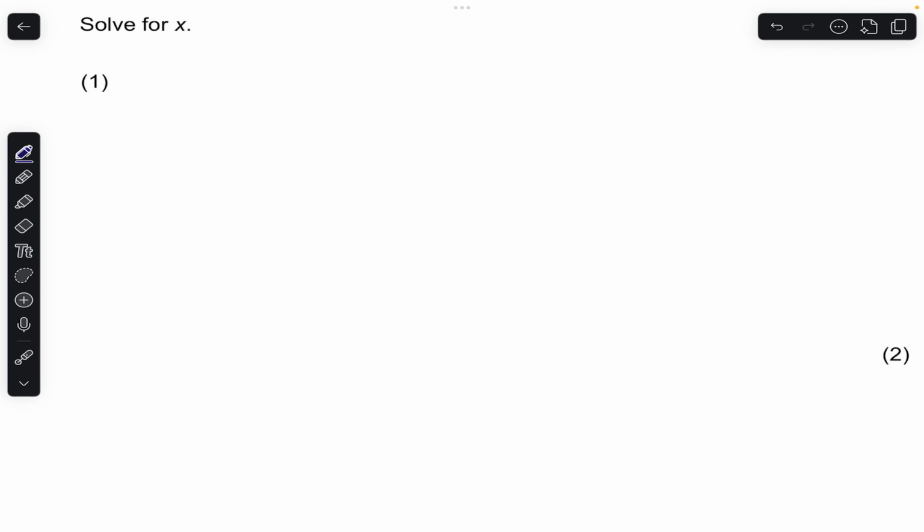Hi everyone, today we're solving a simple but important algebraic equation step by step. The equation is x divided by 4 minus 1, multiplied with x plus 2, equals 0. This is a product of two expressions. That tells us something very useful, and we'll use that to solve for x. Let's get started. Step 1.